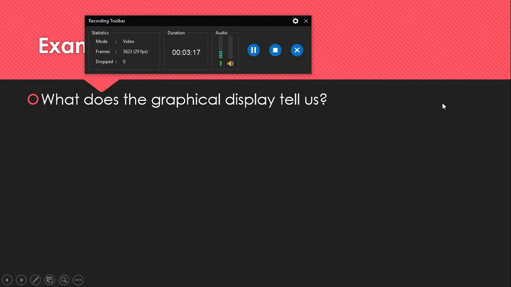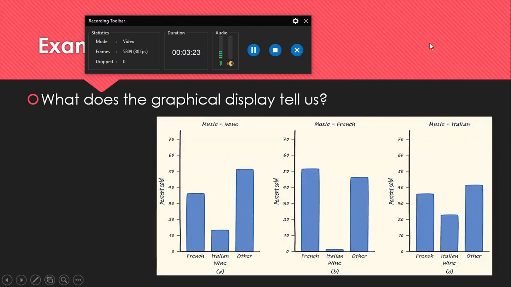Typically what we'll do then, after calculating all the percentages, is make a graphical display. This should already be pre-printed in your notes for you. You can see at the top, the music was none, and this graph does match the percentages we calculated. The second graph is for the French music, and the third graph is for the Italian music.